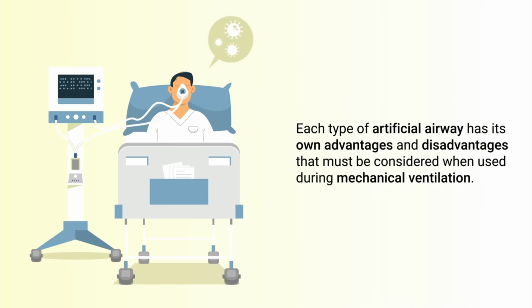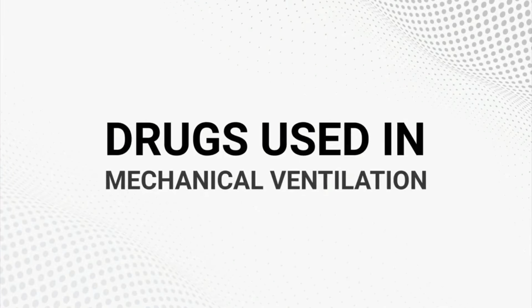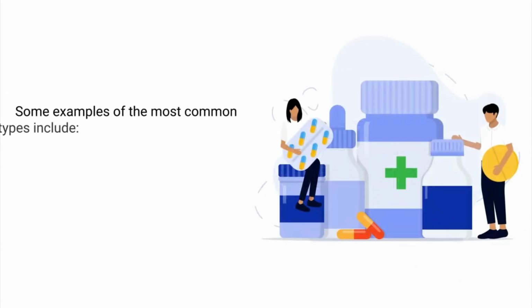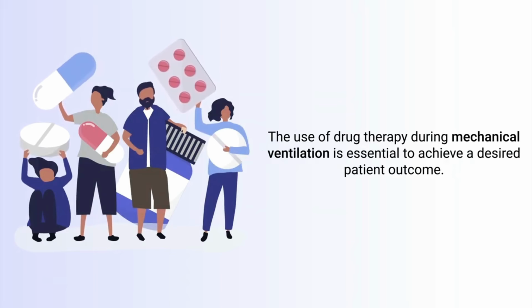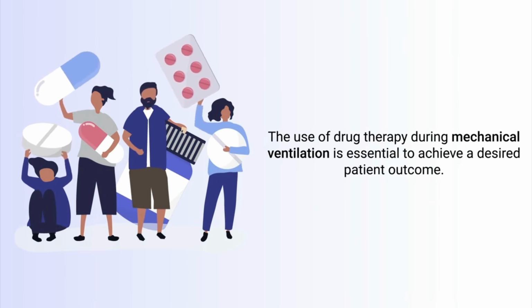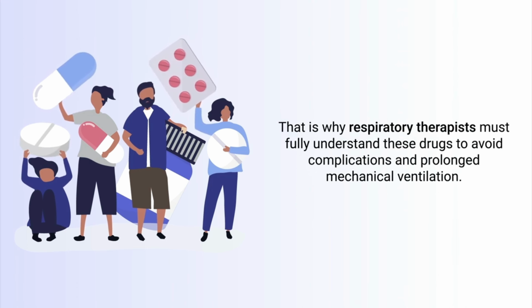Each type of artificial airway has its own advantages and disadvantages that must be considered when used during mechanical ventilation. But we cover each of these in other videos and articles on this channel and on our website, so definitely check those out if you want to learn more. The next topic that we need to discuss is the drugs used in mechanical ventilation. Some examples of the most common types include sedatives, analgesics, and paralytics. The use of drug therapy during mechanical ventilation is essential to achieve a desired patient outcome. That is why respiratory therapists must fully understand these drugs to avoid complications and prolonged mechanical ventilation.